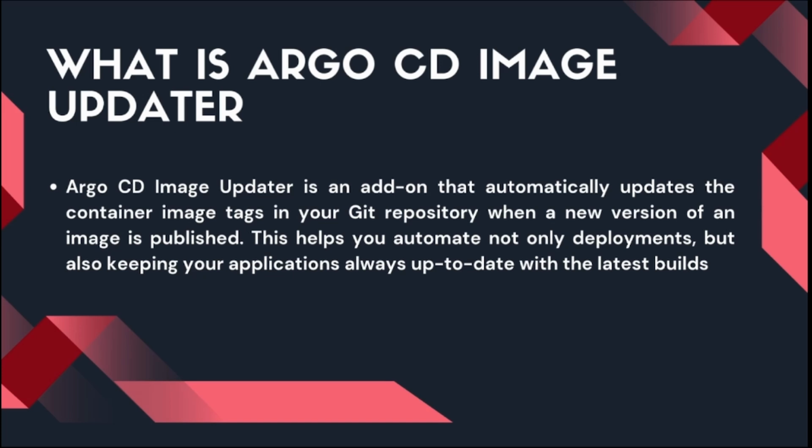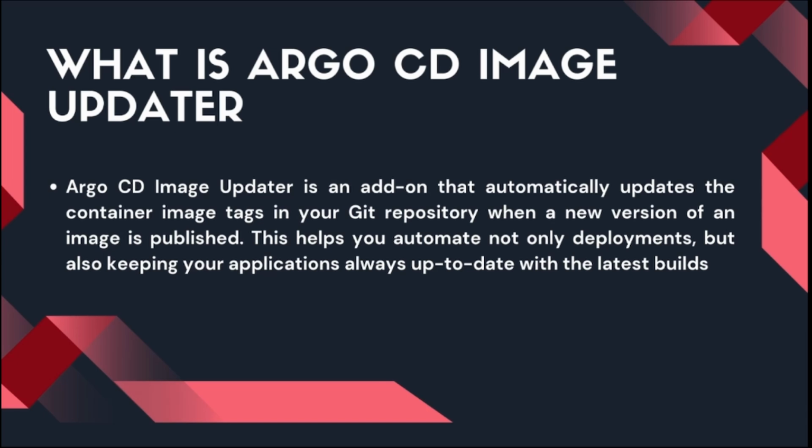So let's understand what is Argo CD Image Updater. Argo CD Image Updater is an add-on that automatically updates the container image tags in your Git repo when a new version of an image is published. So this will help you automate not only deployment, but it will also keep your application always up to date with the latest build.